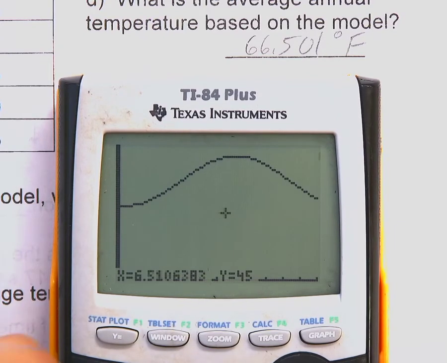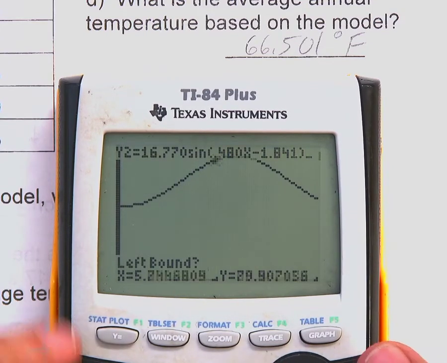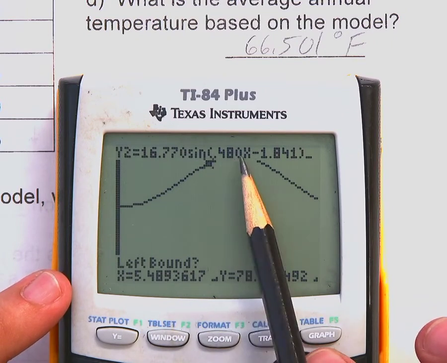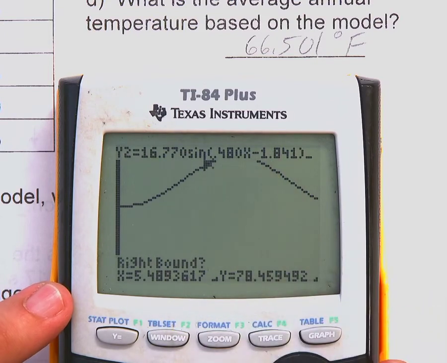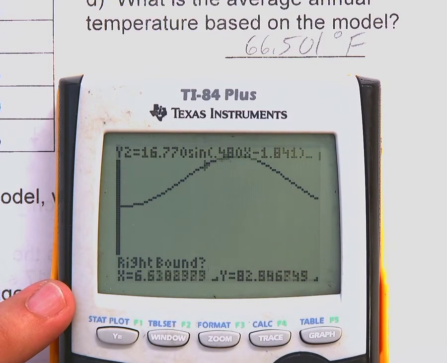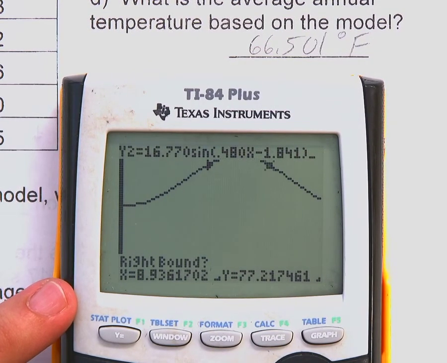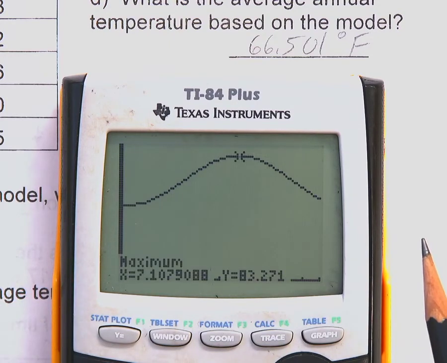I'm going to find this maximum over here. I'm going to go to second, calculate, and max. Again, if this is going too fast, stop and rewind it. I want to find this maximum. You can't see it because the equation's covering, but it's right here. It's asking for the left bound. I'm to the left of it. Hit enter. Right bound. I'm going to go to the right. There we go. Hit enter. Guess. Sure, why not? Hit enter again. My maximum is going to be 83.271.